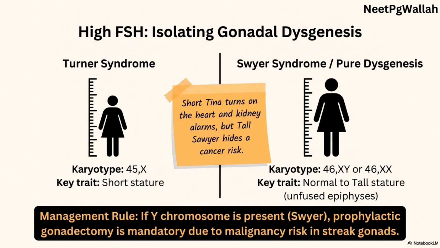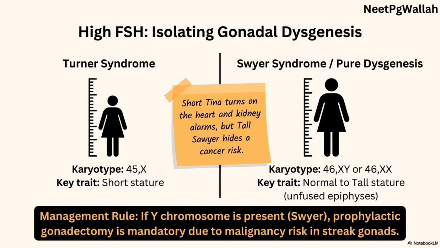In Turner syndrome, which is 45X, the key defining trait is short stature. Swyer syndrome is usually 46XY, and because their bone growth plates, the epiphyses, remain unfused, these patients will actually have normal to tall stature. To keep these straight, here is another essential memory hook for you. Short Tina turns on the heart and kidney alarms, but tall Swyer hides a cancer risk.